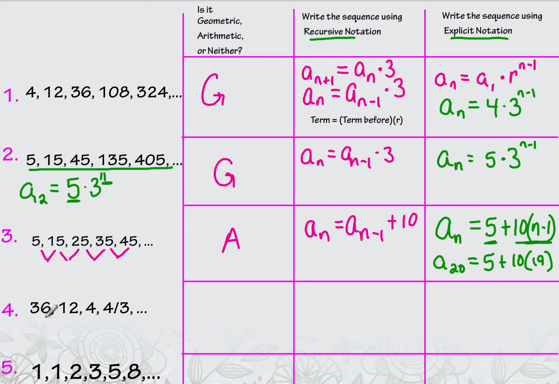All right, what did I do to 36 to get to 12? I multiplied by 1/3. What did I do to 12 to get to 4? I multiplied by 1/3. What did I do to 4 to get to 4/3? I multiplied by 1/3. So this is indeed geometric.